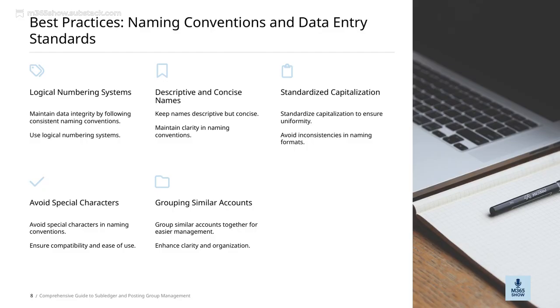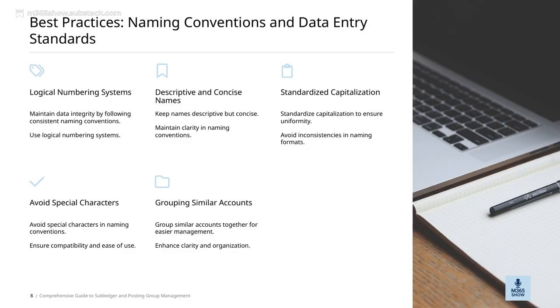Standardizing capitalization is also key. Consistent use of uppercase and lowercase letters helps maintain uniformity, reducing confusion and making your data look more professional. Inconsistent naming formats can lead to errors or misunderstandings, so sticking to a standard is essential. When naming accounts or data points, aim for names that are descriptive but concise. You want them to be clear enough to understand at a glance, but not overly long or complicated. Clarity is crucial to avoid any ambiguity.